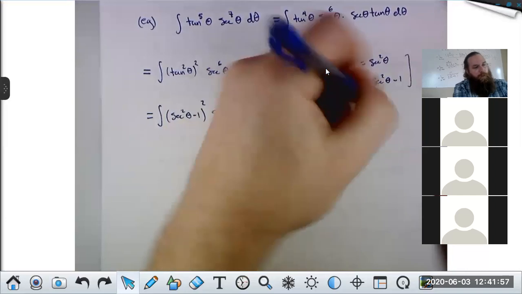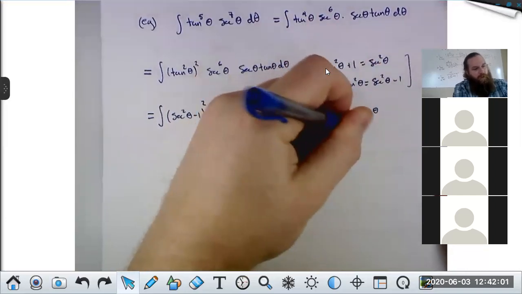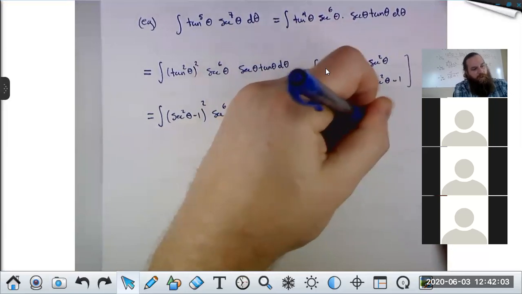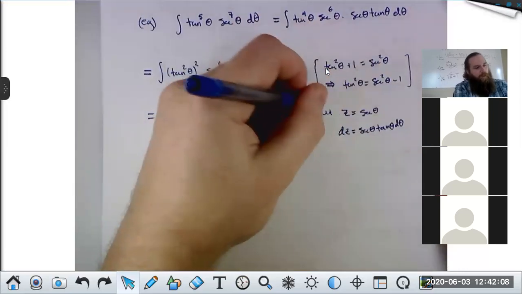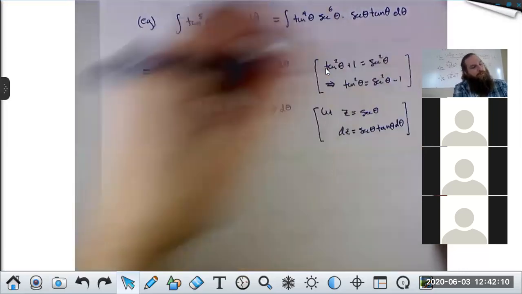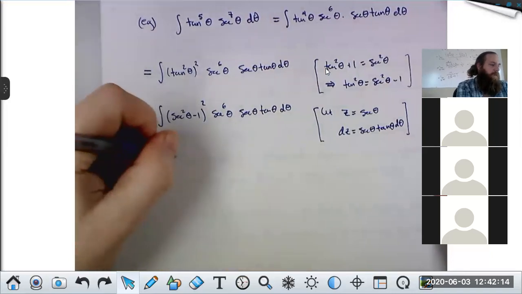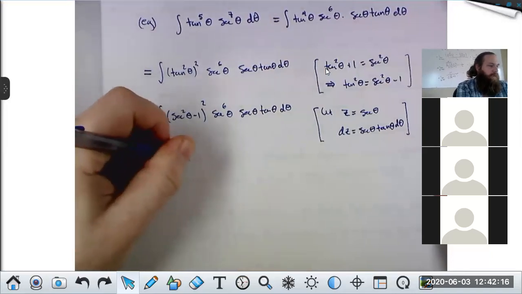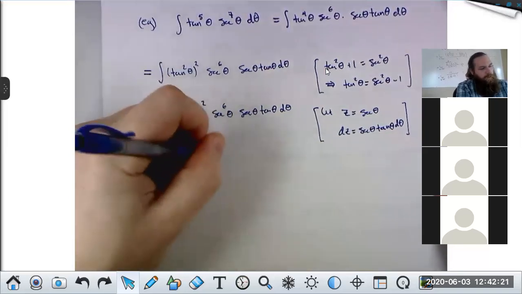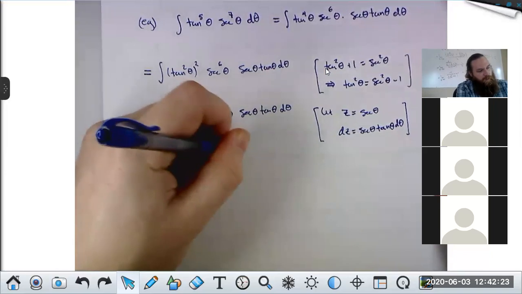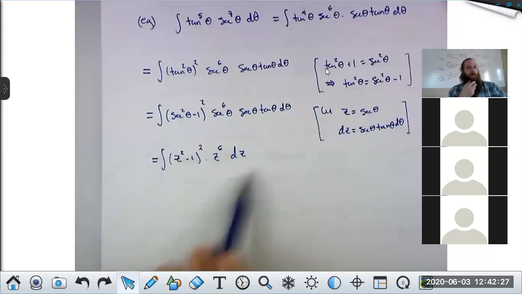I will let z be secant theta, so that dz is secant theta tangent theta d theta. And so my integral becomes z squared minus 1 all squared times z to the 6 times dz. And the miracle is that this is a polynomial, right?